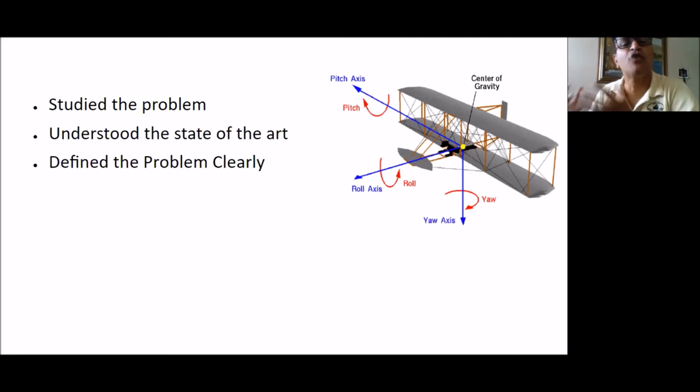They learned so much from Lilienthal. They learned so much from Sir Cayley's equations. And then they defined the problem very, very well. They defined the problem as what? A problem of control. Nobody else defined the problem as the problem of control. That's where, if you have the clarity of thought, if you can define a problem very, very well, then solving that problem is very, very easy.